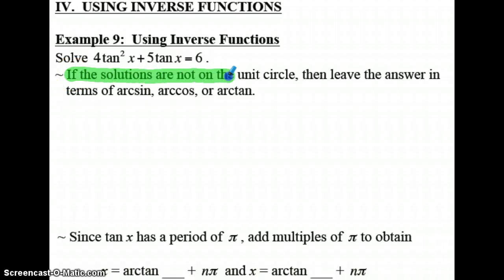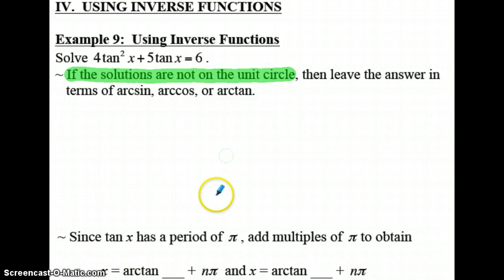arcsine, arccosine, or arctangent. So if they're not on the unit circle, that means you need to know your unit circle, which you should already. So if your answer is not like a -1, a 0, a 1, 1/2, radical 3 over 2, or radical 2 over 2, if it's none of those, then you leave your answers in terms of arcsine or arccosine.